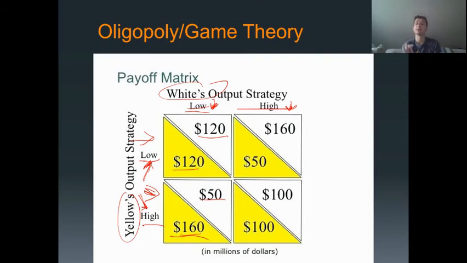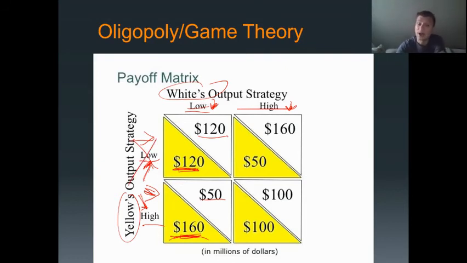Now, to figure out dominant strategy, you have to figure out what the firm will be wanting to do regardless of what the other firm does, because in the end, the firms don't care about each other. They know all the information in the payoff matrix, but they only care about themselves. So if we look at yellow's strategy, if they go low when white goes low, they make 120. Would they be better off if they switched? Yes, they would. If yellow switched, they can make 160. So low is not the dominant strategy.